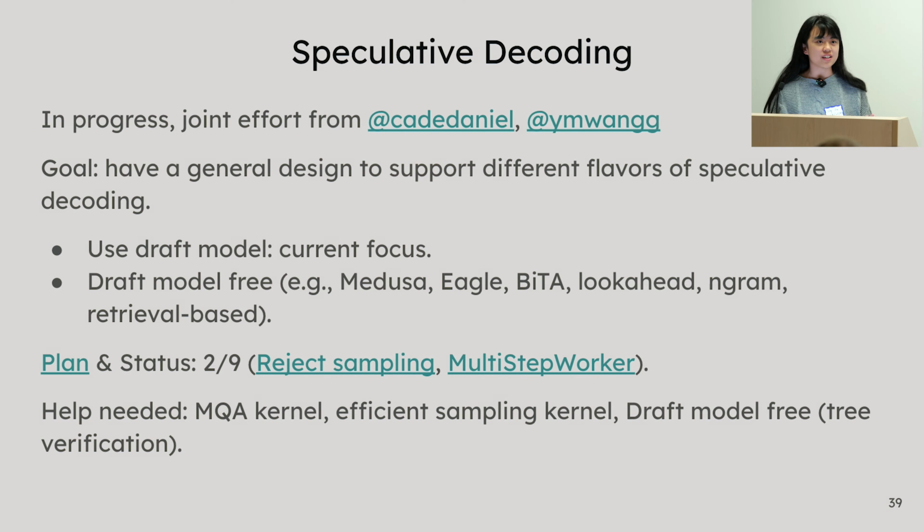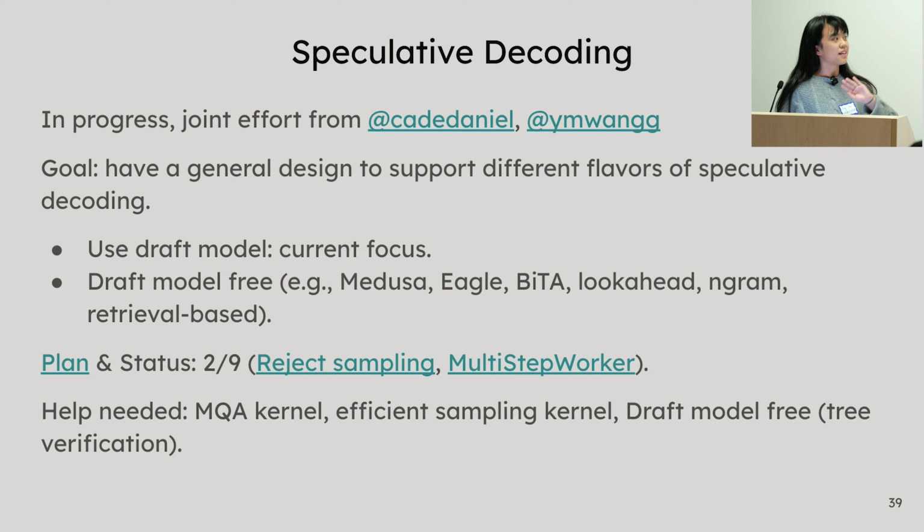Hi, I'm Lily. So for speculative decoding, since the very early stage of vLLM, we see lots of PRs about speculative decoding, but we haven't got this feature yet. So I would say this is one of the most important features, at least from my side. And currently, we have lots of contribution from the community. It's a joint effort from Anyscale, AWS, and some independent contributors. And the goal here is to have a general design to support different flavors of speculative decoding. So speculative decoding is a way to reduce latency. We will support both using draft models or without draft models like Medusa, Eagle, etc.